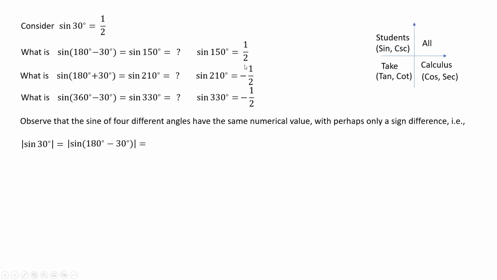How can you say that, man, this is positive 1/2, but this is negative 1/2? Yeah, that's true. But notice, I'm taking the absolute value. Because of that absolute value, which turns this negative into a positive, it's perfectly all right to say that is the absolute value of sine of 180 plus 30 degrees. All of them evaluate to positive 1/2, including the sine of 360 minus 30 degrees. They're all equal to 1/2.